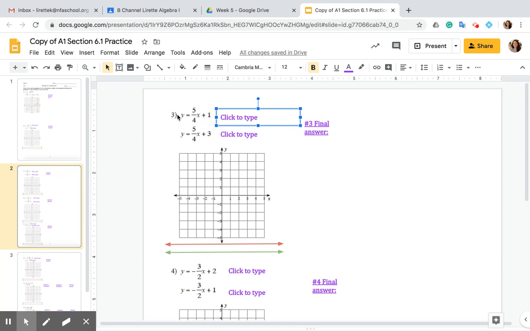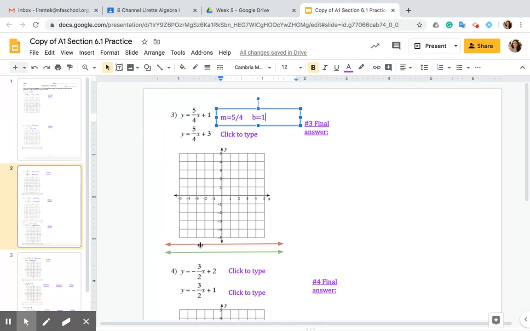I am going to move on to number 3. Both of these equations are in slope-intercept form because the y is by itself. We've got a slope value touching the x and a b value. So I'm going to click in this first text box, which corresponds with the first equation, and I'm going to list both of those things. I'm going to list the slope, which is 5/4, and I'm going to list the b value, which is +1.